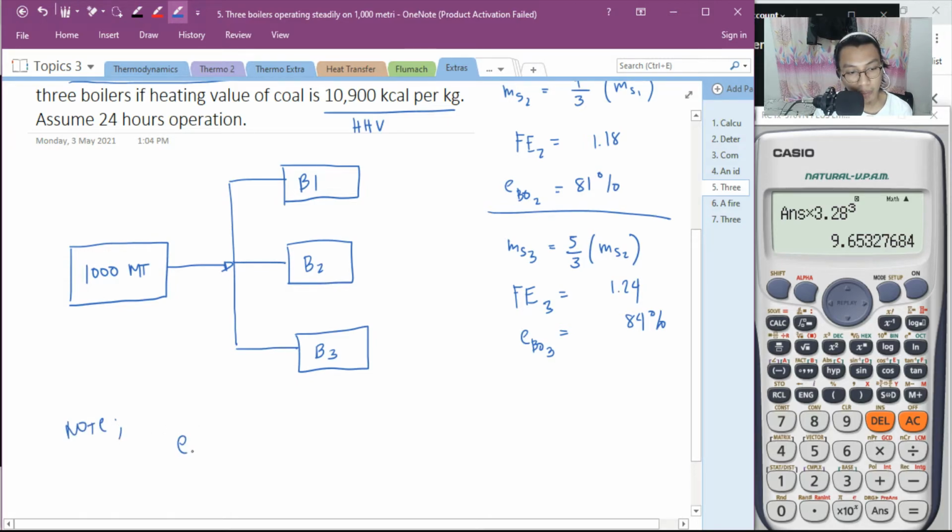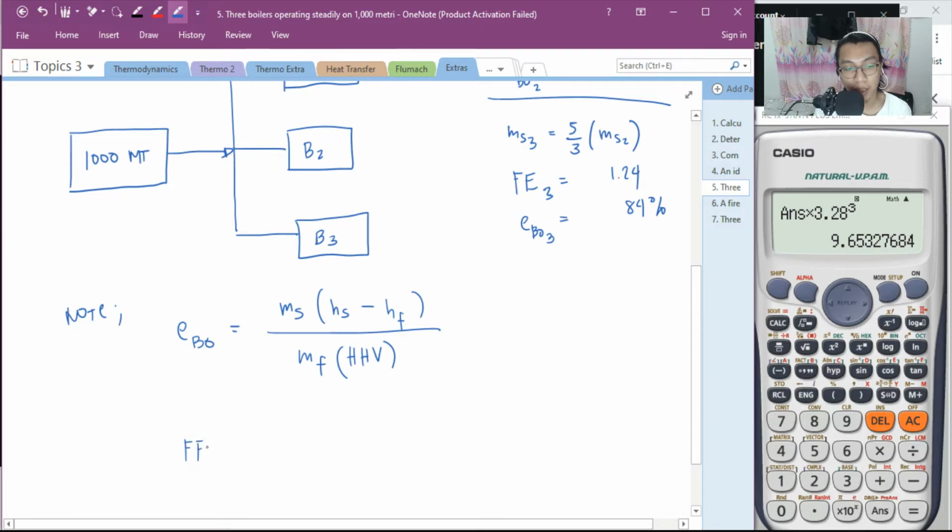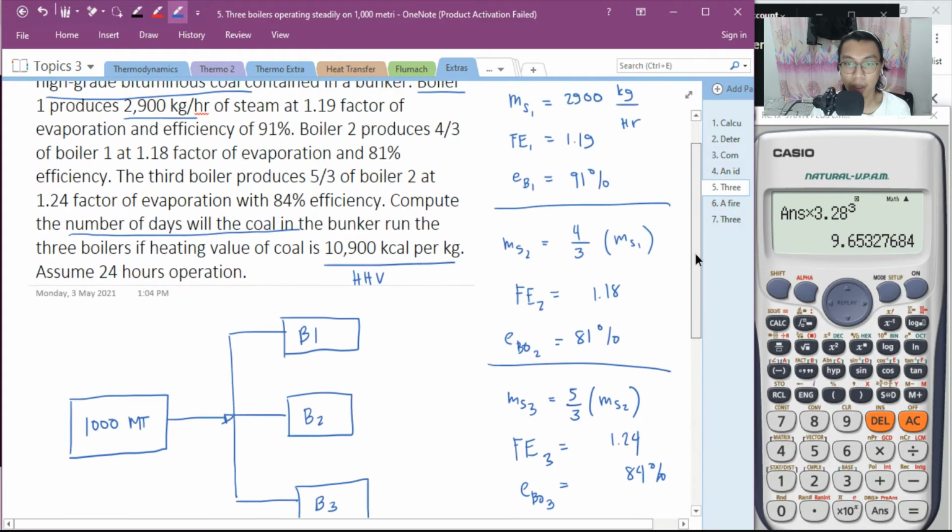Yan. Ang boiler efficiency ay equal sa mass ng steam times ang quality ng steam, or yung HS at HF, ang enthalpy ng steam sa steam and then sa feed water, divided by yung mass ng fuel mo multiplied to the HHV or the higher heating value ng fuel mo, which is coal. And the factor of evaporation is equal to HS minus HF divided by 2257. Non-unit yan.